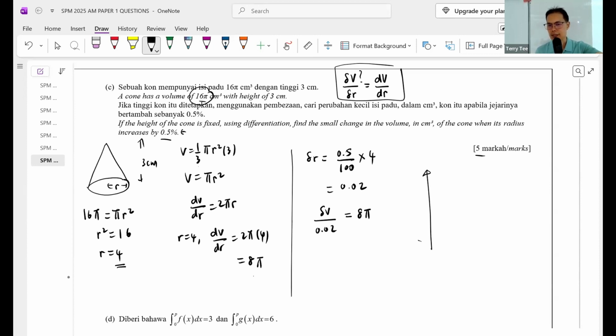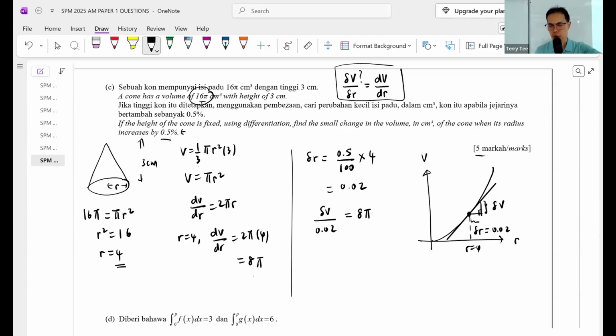Now, for those who don't quite understand this, let me show you from a graph. Say this is a graph of V versus R. It is a curve, and you have a straight line here, right? Initially, your R is 4. Now your R increases by a small value. What is that? 0.02. Your volume will increase by a small value as well.